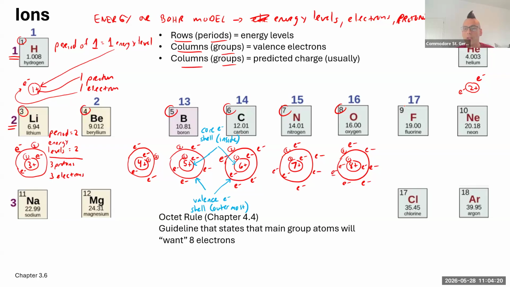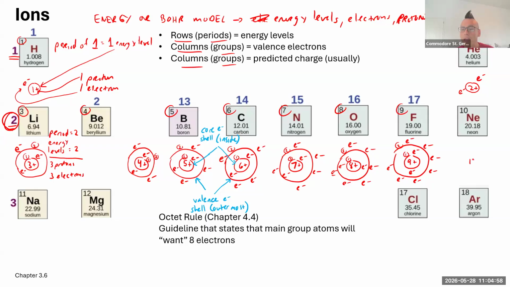All right, fluorine, 9. 9 protons. Again, second row, 2 energy levels, 1 and 2. So we have first energy level, second energy level. This time, the second energy level is the valence shell. Okay, so let's figure out what's going on here. We have 2 core electrons, and then we're going to have 7 valence electrons. 2, 3, 4, 5, 6, and 7.